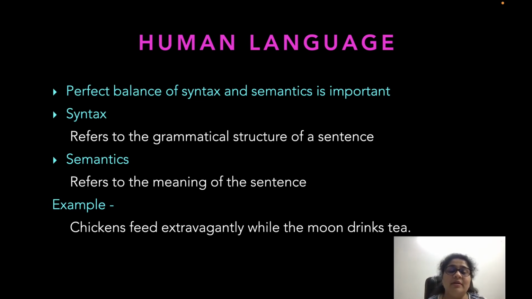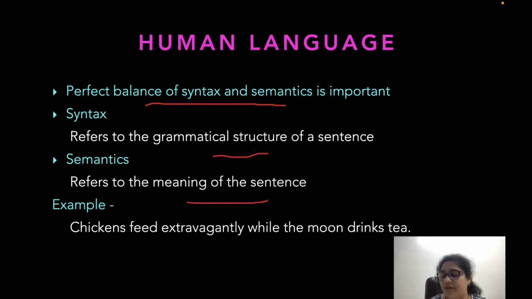And then semantics refers to the meaning of the sentence. So that is also very important. I made a sentence which is grammatically perfect but doesn't carry any meaning. It's a waste, isn't it? It doesn't serve any purpose. So that is where this line indicates it has to be the perfect balance of syntax and semantics. Both are important. That means the sentence has to be grammatically correct and the meaning of the sentence should also make sense.